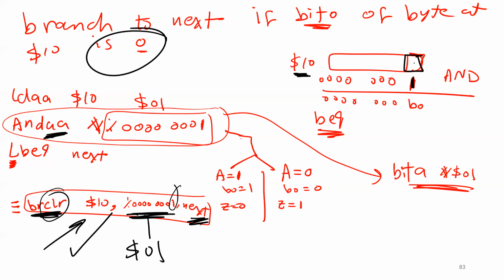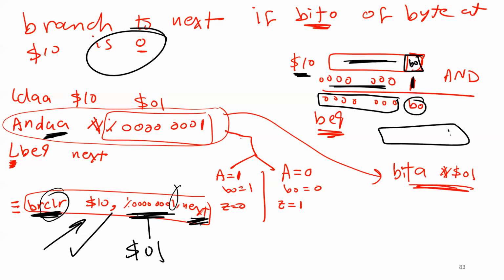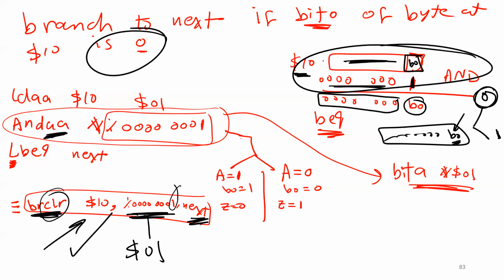So what is the logic? Why do you put 0s here? I put 0s here because I don't care about these bits, so I want to make them 0s. I put 1 here because 1 AND B0, I'm going to get B0 here. So now I have a byte: B0 and then 0, 0, 0, 0, 0 everywhere, right? So this byte has one of 2 values, either 0 or 1. If the byte is 0, that means this bit is 0. If the byte is 1, that means this bit is 1. Is that okay?